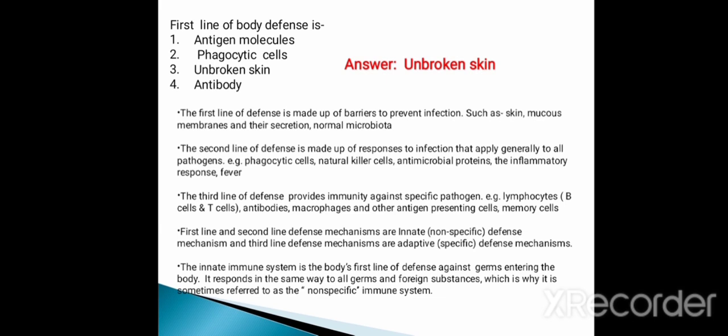And the third line of defense provides immunity against specific pathogens. For example, lymphocytes such as B cells and T cells. Another is antibodies, macrophages, other antigen presenting cells, and memory cells. The first line and second line of defense are innate, that is non-specific defense mechanisms, and the third line of defense is adaptive, that is a specific defense mechanism. The innate immune system is the body's first line of defense against germs entering the body. It responds in the same way to all germs and foreign substances, which is why it is sometimes referred to as the non-specific immune system.